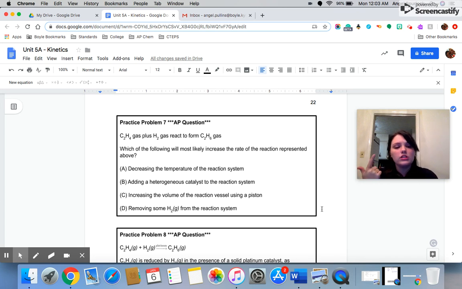Add a heterogeneous catalyst to the reaction system. Well, catalysts do tend to increase the reaction rate, but let's double check before we pick that one for sure. Increase the volume of the reaction vessel.